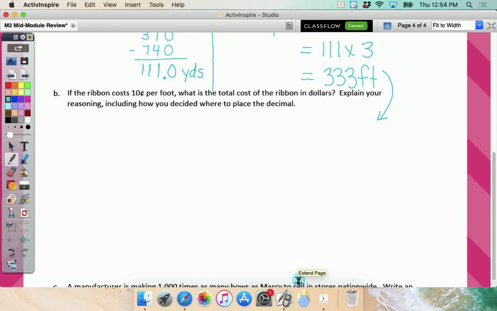Okay? Now here's what it says. We have to figure out how much all this ribbon is going to cost. So if it cost $1 a foot, it would cost us $333 to make those 74 bows. But the good news is it only costs 10 cents a foot. So I'm going to do 333 times, and we're going to have to talk about how to do 10 cents.